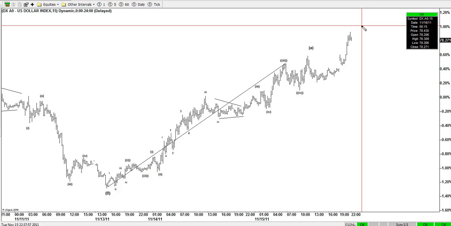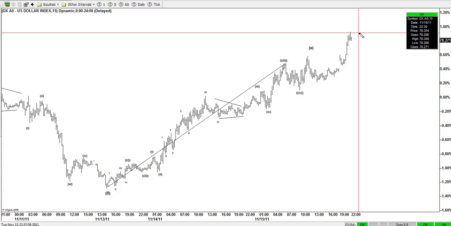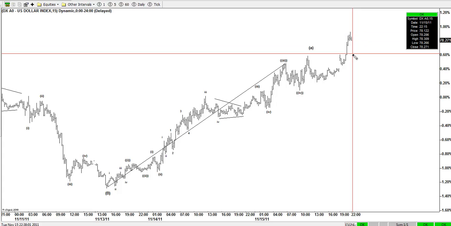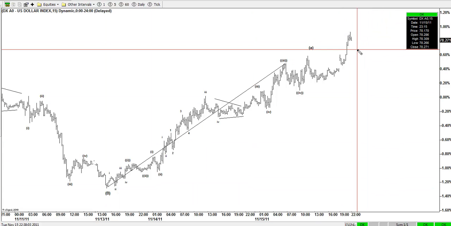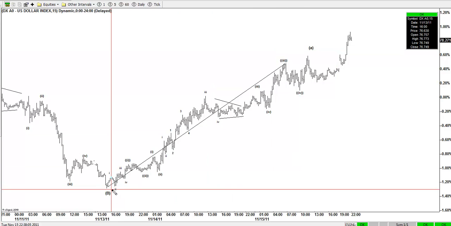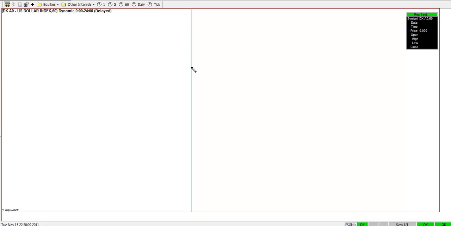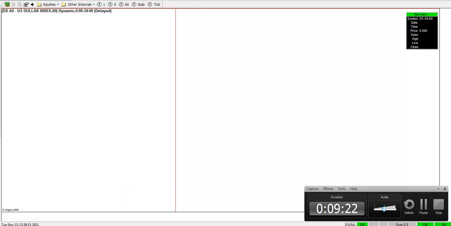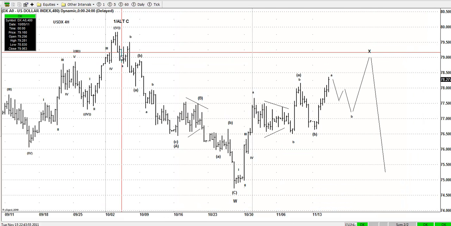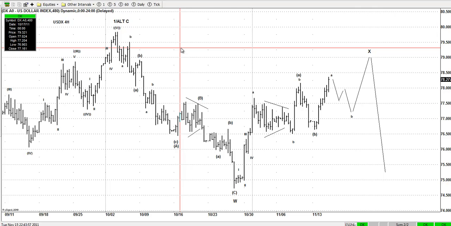15 is corrective. So we're expecting this move to be corrected. As of right now, it's a 3-wave move. Now, let me put the 1 hour in the dollar. The data is very slow right now. Okay, this is the US dollar in the 4 hour.